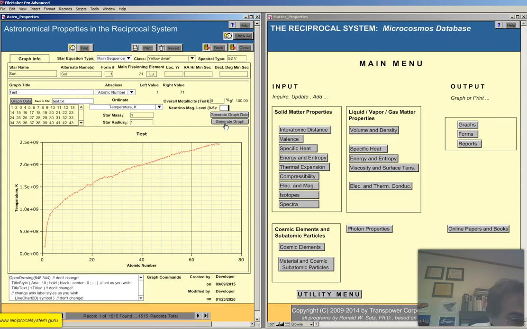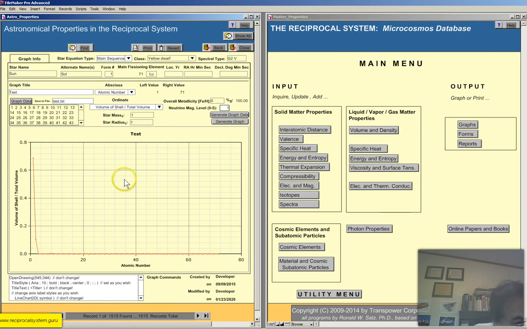Generate the graph. So there's temperature. Obviously it goes up with the element. And let's see, we've got volume of shell. Do this one. By the way, the main fissioning element for our sun is lutetium, element number 71. And in this case, the volume really comes down pretty nil for the higher ones.